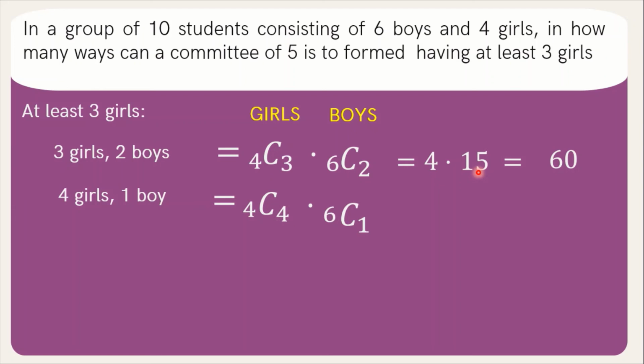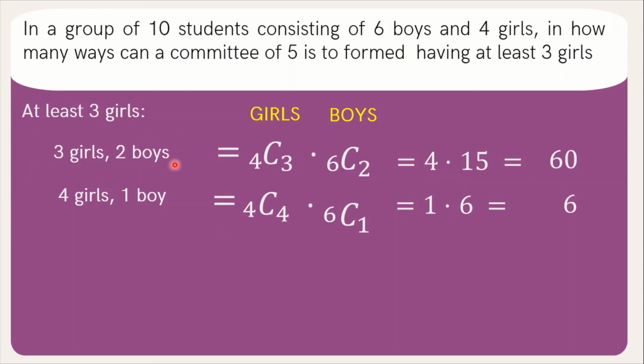Next, paano naman if we have 4 girls and 1 boy? So, we have combination of 4 taken 4 para sa girls and combination of 6 taken 1 para sa boys. Then, pag sinolve natin, combination of 4 taken 4 is equal to 1. And combination of 6 taken 1 is equal to 6. So, we have 1 times 6 is equal to 6.